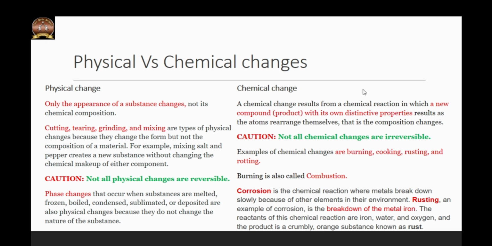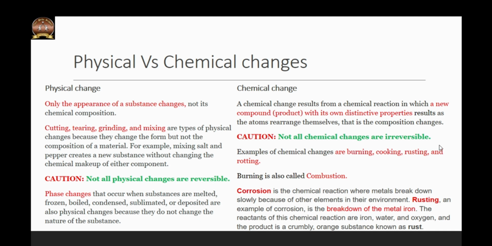Now, talking about chemical changes. So, chemical change results from a chemical reaction in which a new compound or product with its own distinctive properties results as the atoms rearrange themselves to form new molecules. That is, the molecular composition changes. The atoms in the initial substance rearrange because of a chemical reaction to form new molecules.